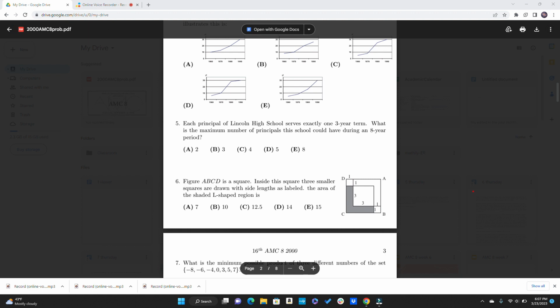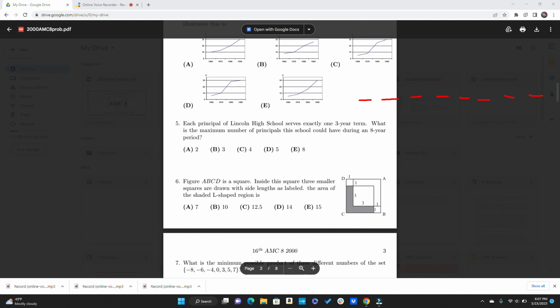All right. Each principal of Lincoln High School serves exactly one 3-year term. What is the maximum number of principals the school could have during an 8-year period? Okay, so let's draw out an 8-year period. I'm just going to say 1, 2, 3, 4, 5, 6, 7, 8. Okay, so we want as many principals as possible in this time, right?